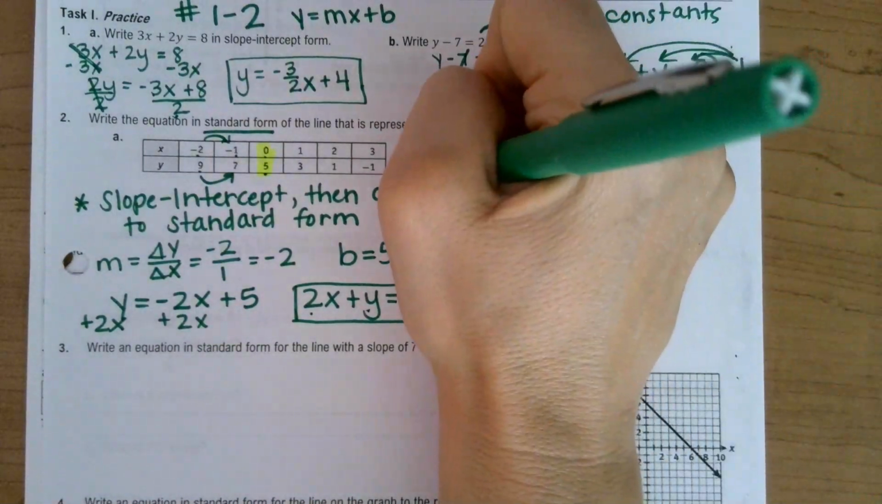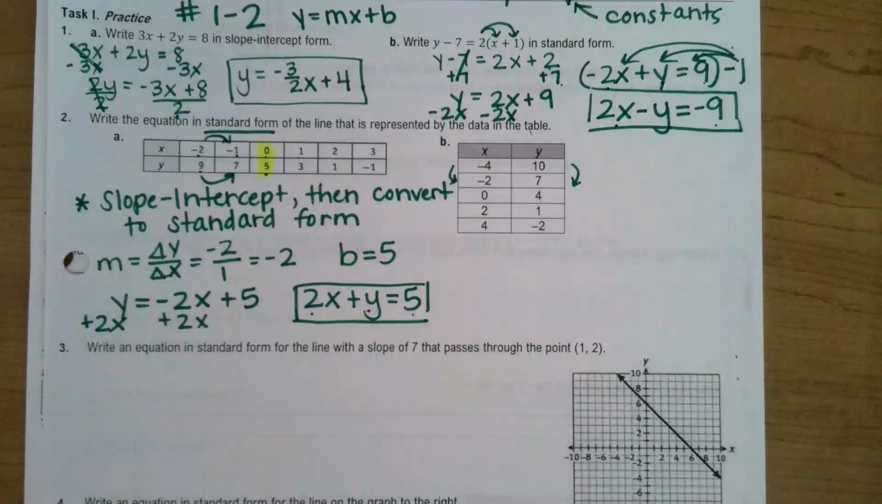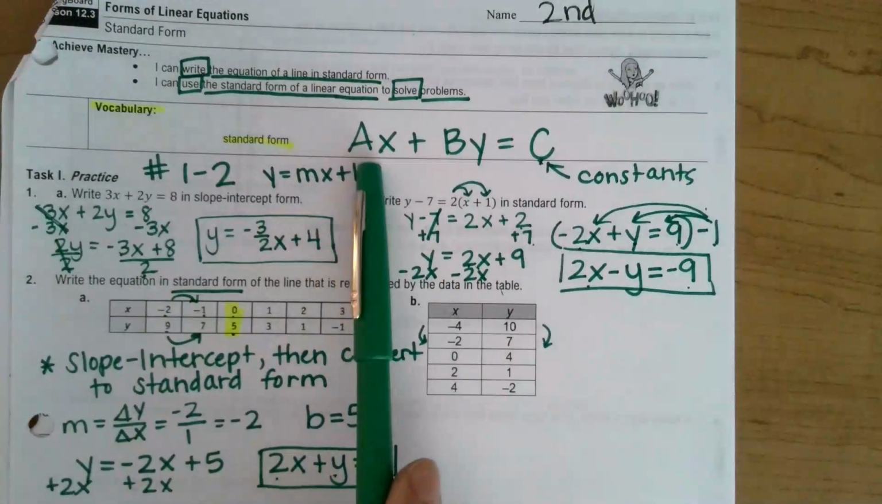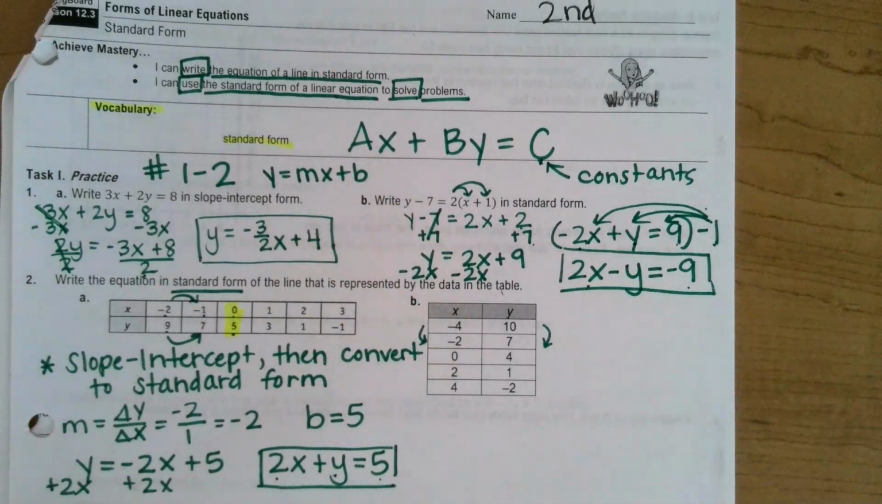All right, now, any questions, Piper? Does it matter if y is first, or does 2x have to be? 2x does have to be first, because if we're doing standard form, we have to have the x term first. So yeah, just make sure you're writing it in that order. The x term first, then the y term, and then the equal to the constant.